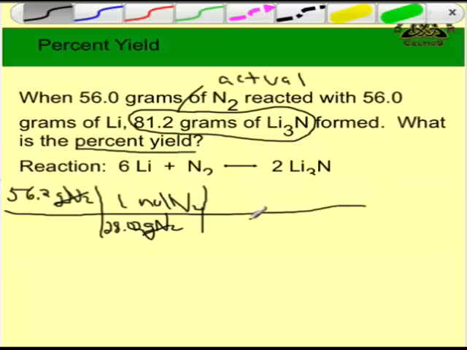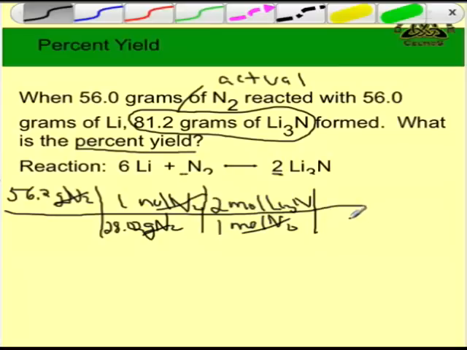I'm going to continue with my dimensional analysis, and I'm going to put moles of N2 here because I want these terms to cancel. And I can go from moles of N2 to moles of Li3N using my balanced equation. This 2 tells me that this value would be 2. This 1 here that's understood would tell me that this value is 1. If I stopped there, I would find the moles of Li3N, but that's not what I'm interested in. I'm interested in grams of Li3N, so I have to keep going.